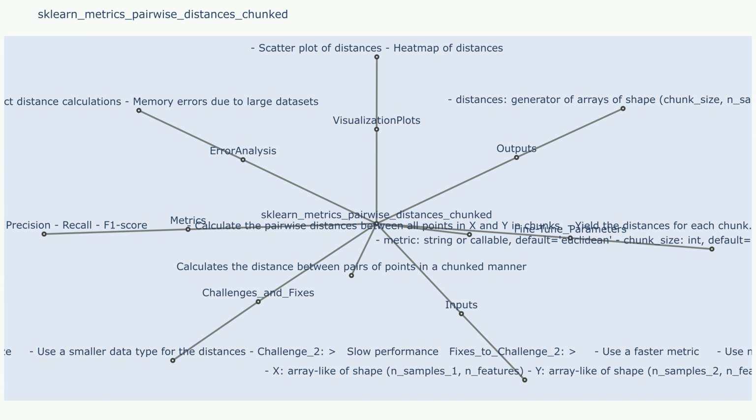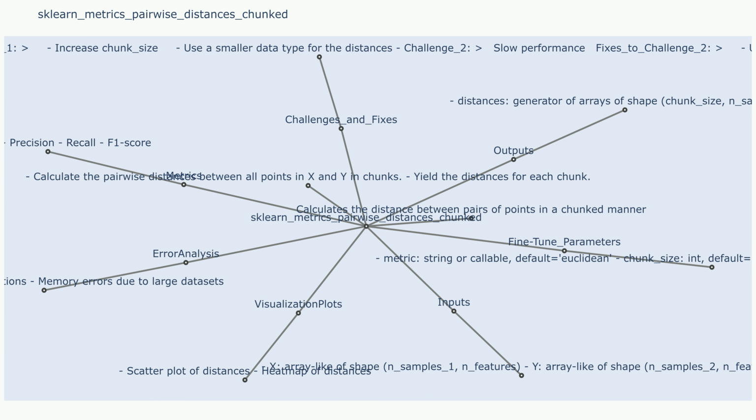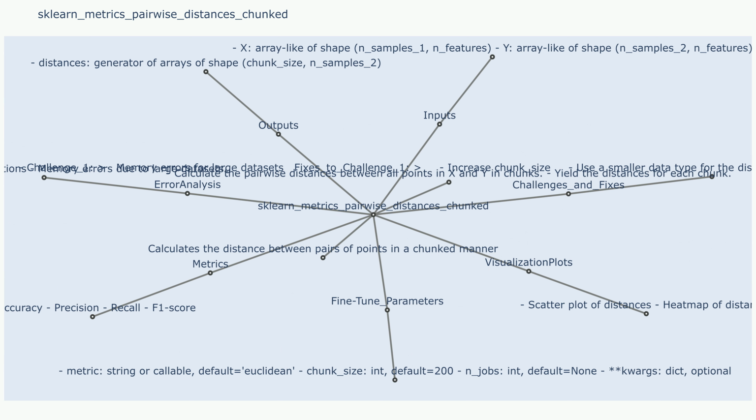Inputs: X. This is the input dataset, typically a NumPy array or a sparse matrix. Each row in the dataset represents a sample. Y. This is the second dataset. If not provided, the function will compute distances between pairs of samples within the dataset X. Otherwise, it will compute the distances between samples in X and Y.